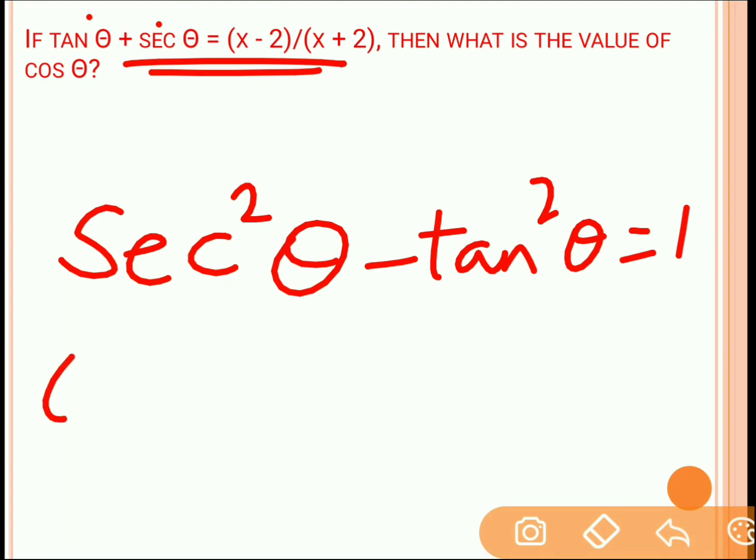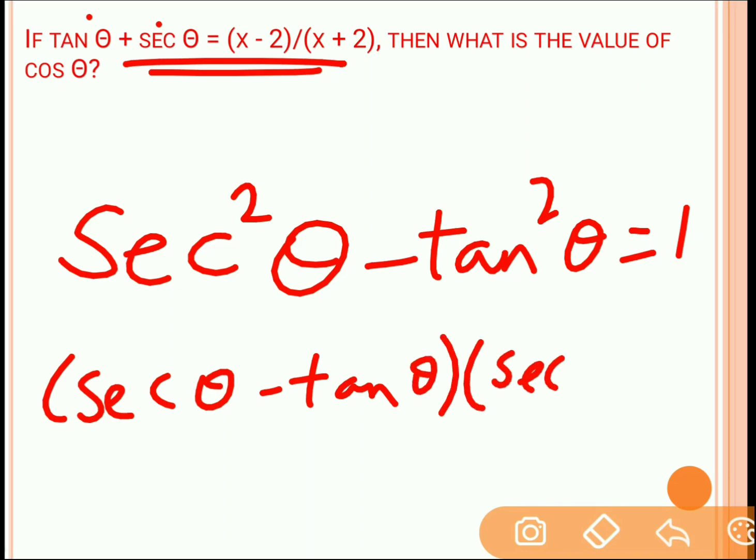So this is a standard identity, that is sec square theta minus tan square theta is equal to 1. And this is similar to what? Sec theta minus tan theta into sec theta plus tan theta, and this value is equal to 1. That is, a square minus b square is converted to a minus b into a plus b.